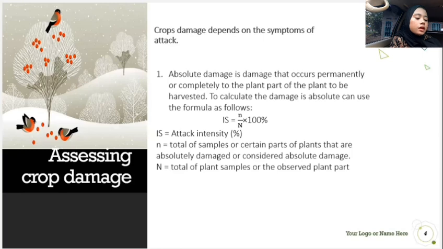A = (a / (a + b)) x 100%, where A is the absolute attack, a is the number of samples or certain plant parts with absolute damage, and b is the total of plant samples or plant parts that are not damaged.